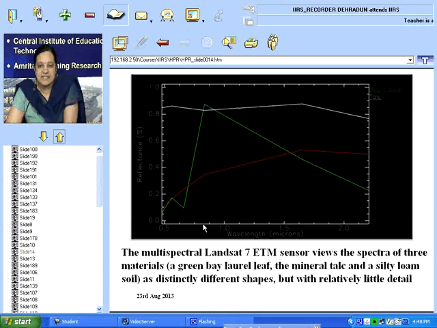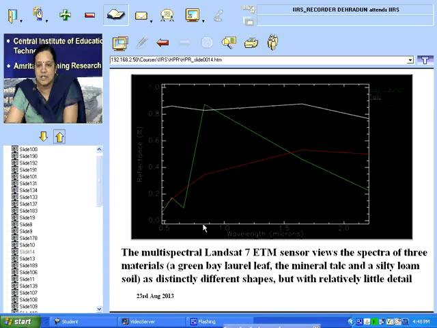This is another example of the spectral reflectance of three features: vegetation, soil, and a mineral. Now this is with Landsat. You can see the nature of the profile. We have only very few observations, and it's a straight line between the observations.